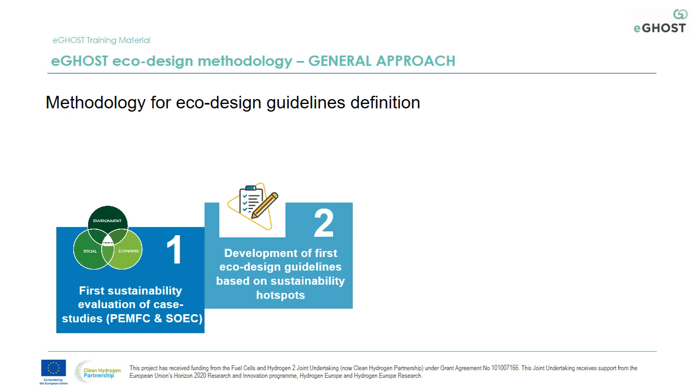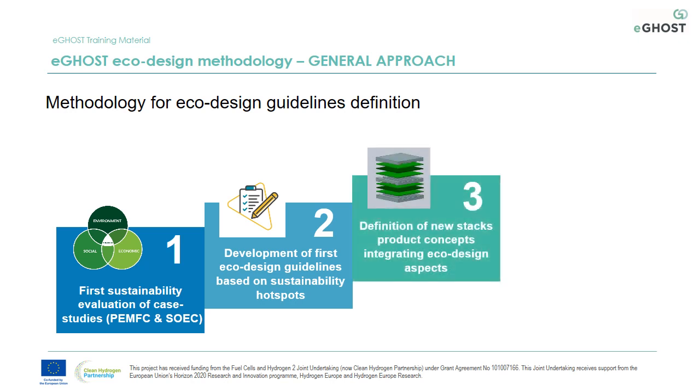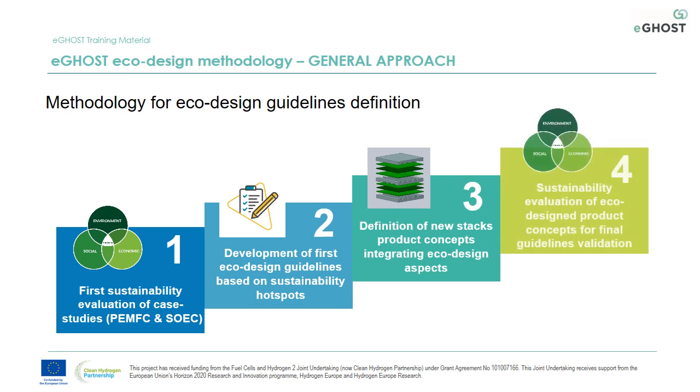Once the sustainability hotspots had been defined, first eco-design ideas were generated for the 2 case studies, and these eco-design ideas were really related to the different sustainability hotspots that have been found. Based on these first eco-design guidelines, some new stack product concepts were designed and defined by the consortium, integrating some eco-design aspects, and finally, a final sustainability evaluation of the eco-design product concepts was realized for final guidelines validation.